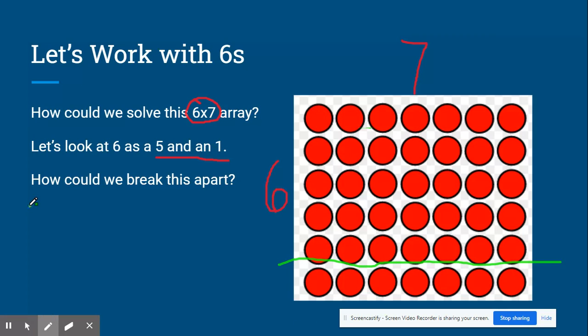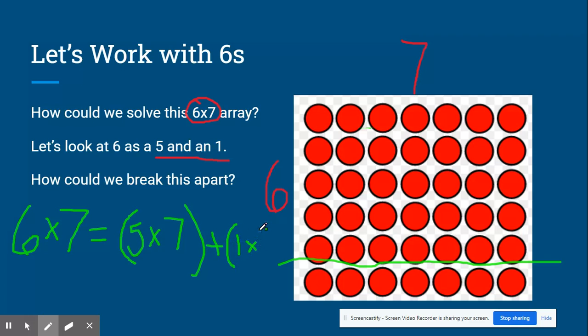So when you're looking at this big 6 by 7 array, just like I showed you on the last page, what you're really now looking at is a 5 times 7 plus, because remember, you're going to combine or add those arrays up, 1 times 7. Oh my goodness, guys, look how much easier that is. Remember, nothing happened with the 7 because we didn't break up the columns. We only broke up the 6 into a 5 and a 1. So let's quickly solve these.